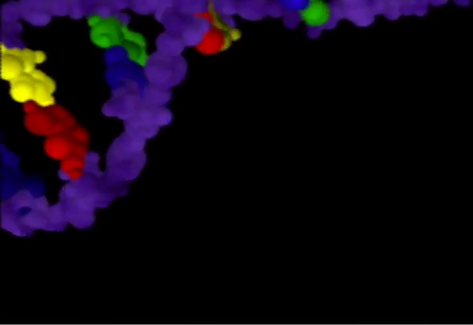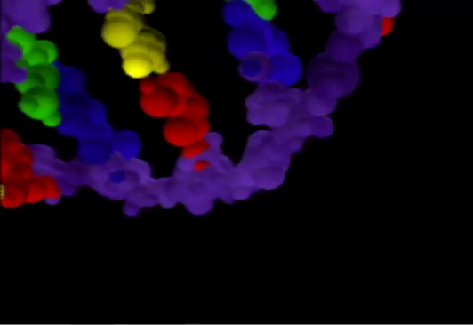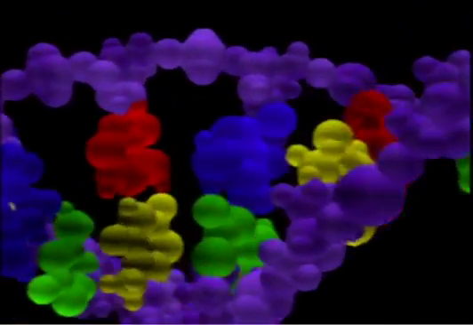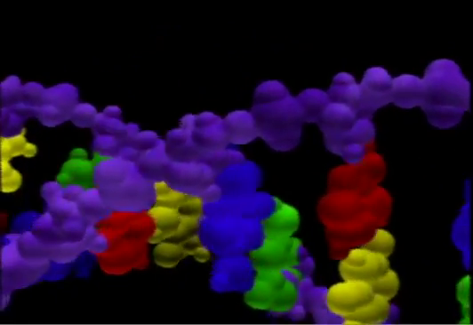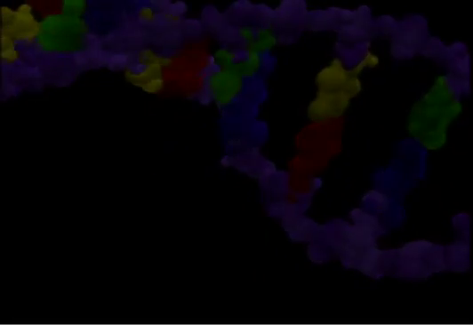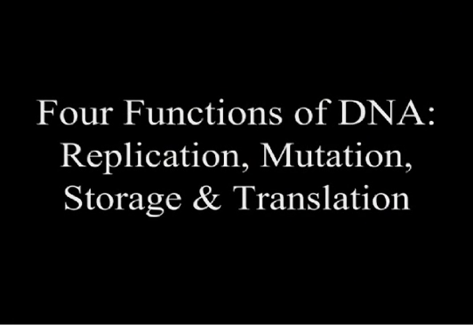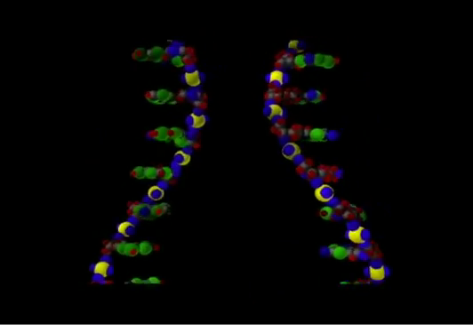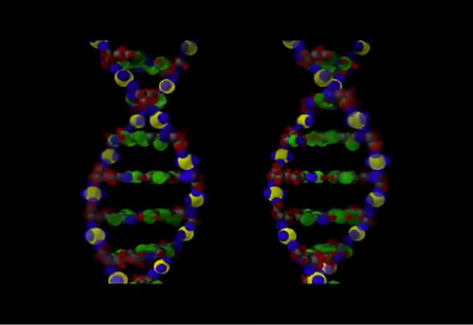Before we look at the structure and chemical behavior of DNA further, let's consider the 4 functions that it has to perform as the genetic material contained in all life forms on Earth. One of the functions DNA has to perform is replicating itself.